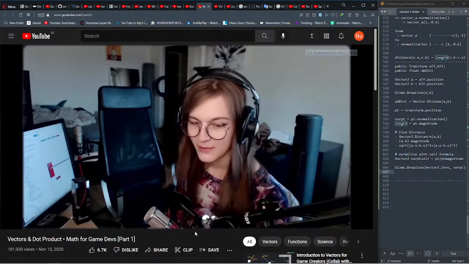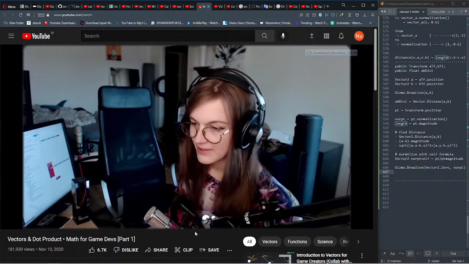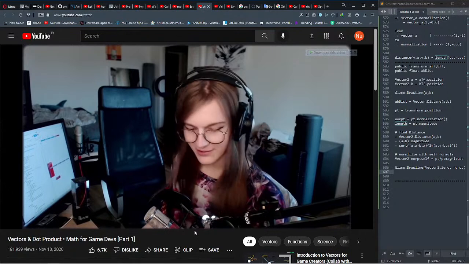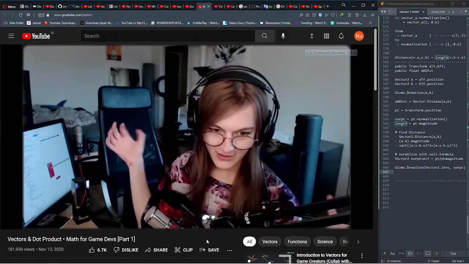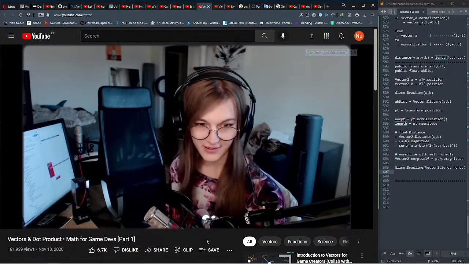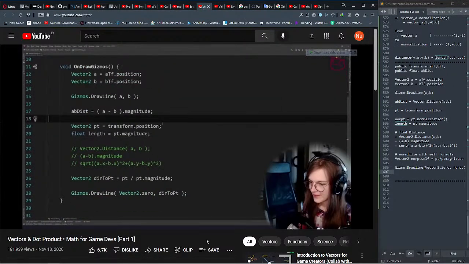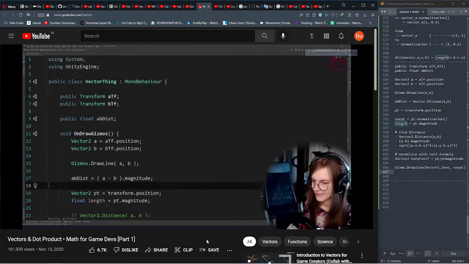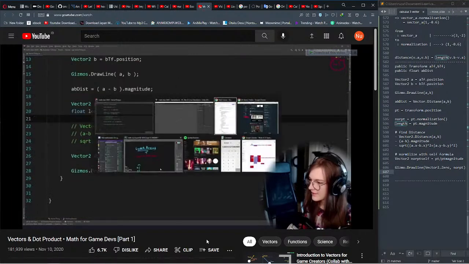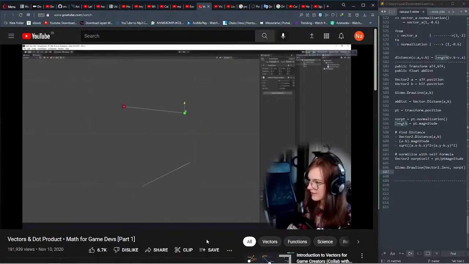Where were we? Oh, we just covered how to actually normalize vectors, right? Not just in terms of what it is and how to do it using Unity's helper, but how to actually do it yourself. Okay. What's the state of things? So we have our code and we were just showing directions, right? Okay. All right.